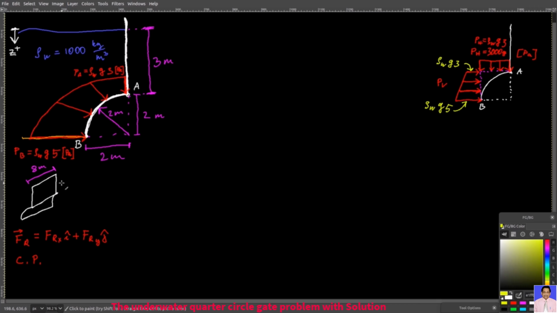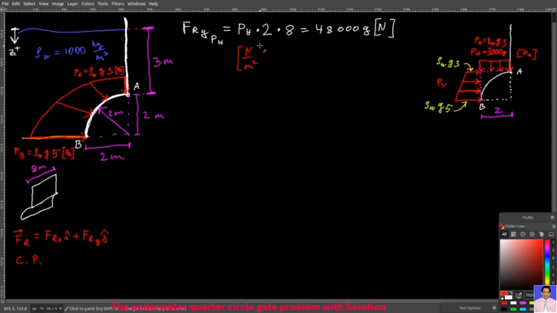And now, since the length of the wall is 8 meters, you can calculate Fry, the vertical component of the resultant force, due to PH. So we are only considering PH here, and that would be PH times 2, which is this width here. You're multiplying PH by this distance, and times 8, the length of the wall. And so in total you will get 48,000 g newtons. So the pressure is newtons over meter squared times meters from this one times meters from this one. And so you cancel out the meters and you're left with newtons. And that force, of course, points down.